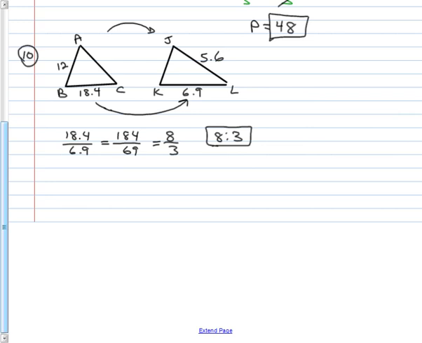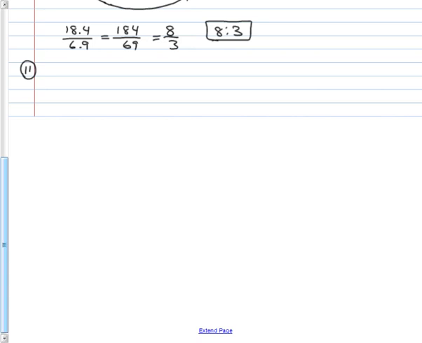Number 11. Find the value of y. So they give us a nice diagram down here. We've got three parallel lines cut by two transversals. We notice on the bottom that those segments are congruent, so we know the segments on the top have to be congruent. 4y minus 7 is going to have to equal y plus 8.